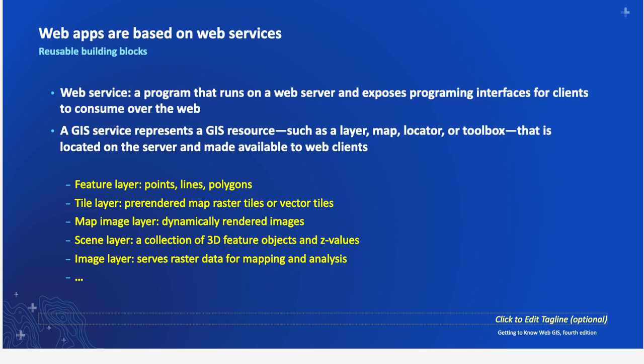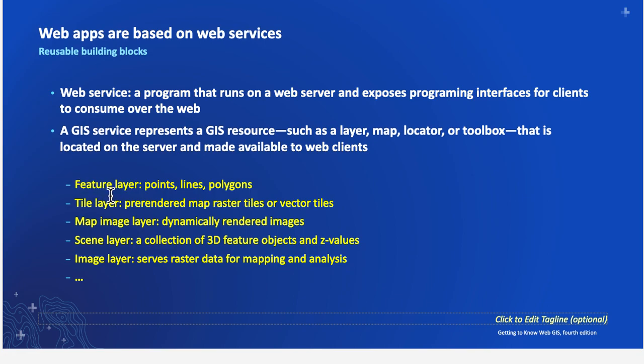And web apps are based on web services. So a web service is a program that runs on a web server and exposes programming interfaces for clients to consume over the web. And a GIS service represents a GIS resource such as a layer, map, locator, or toolbox that is located on the server and made available to web clients. For example, ArcGIS Living Atlas provides collections of ready-to-use GIS services.